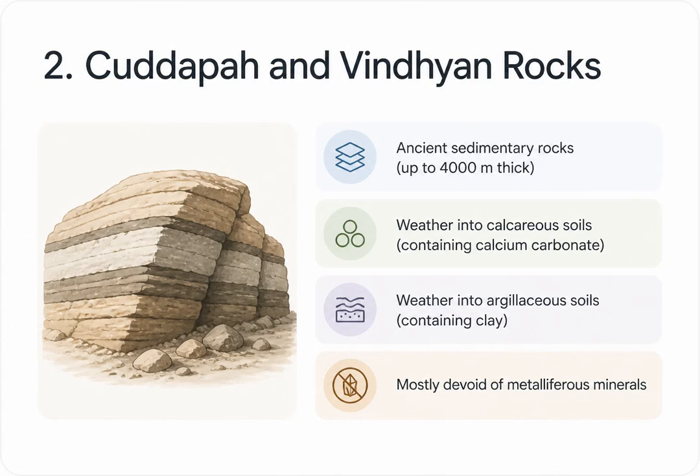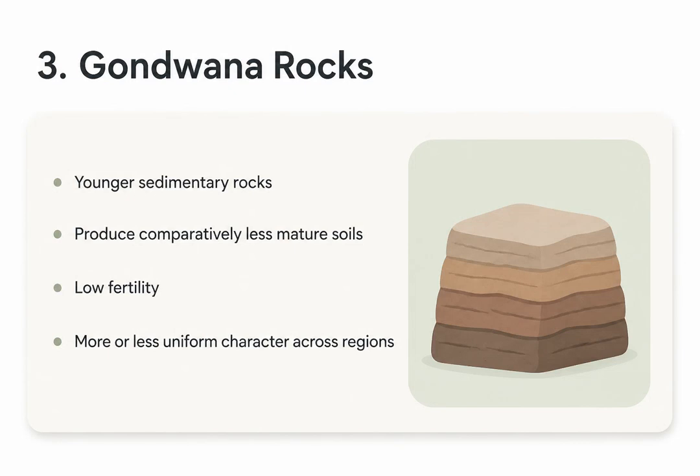Then we have the Kadapa and Vindian rocks. These are massive, ancient sedimentary rock formations that can be up to 4,000 meters thick. When these rocks weather, they produce calcareous soils, which are rich in calcium carbonate, as well as argillaceous or clay-heavy soils. Unlike the crystalline rocks, these are mostly devoid of metalliferous minerals. The third type is the Gondwana rocks.